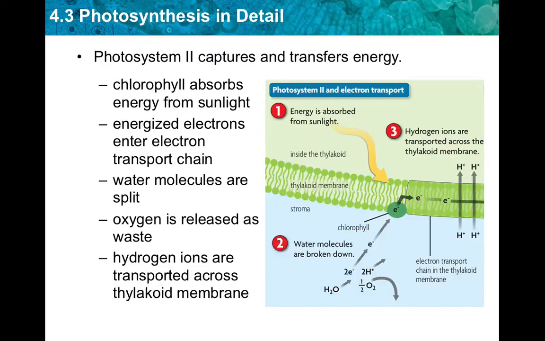Photosystem 2 and electron transport. First, energy is absorbed from sunlight. Energy is absorbed by the chlorophyll and other light-absorbing molecules, which is transferred to electrons. High-energy electrons leave the chlorophyll and enter the electron transport chain, which is a series of proteins in the membrane of the thylakoid.